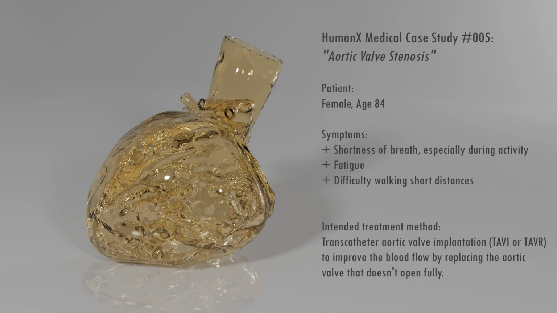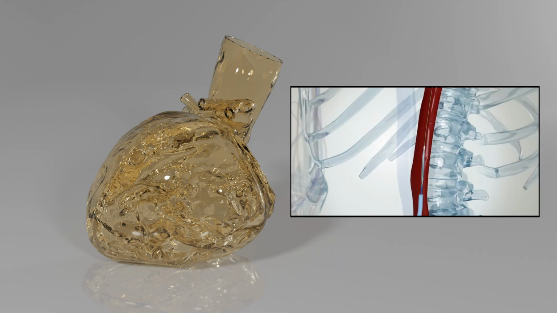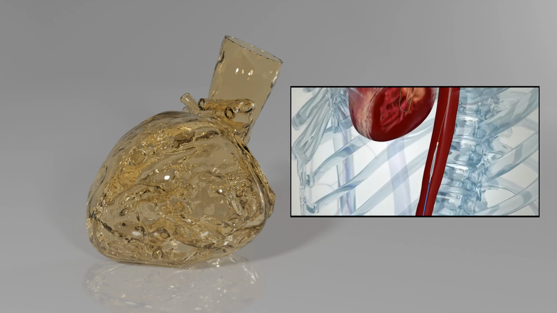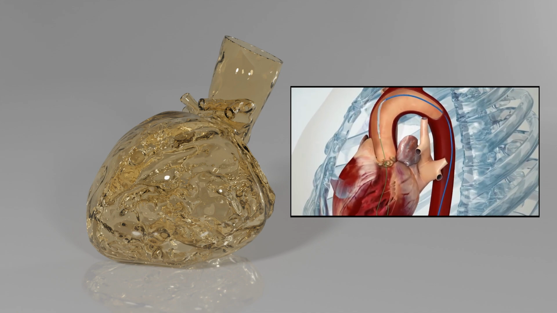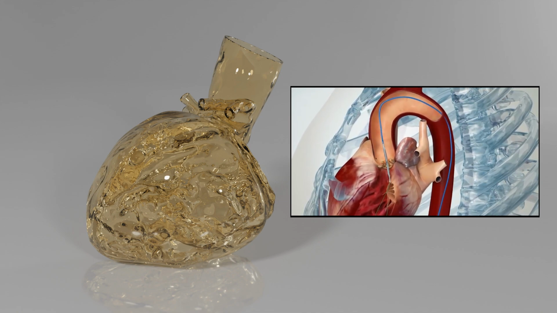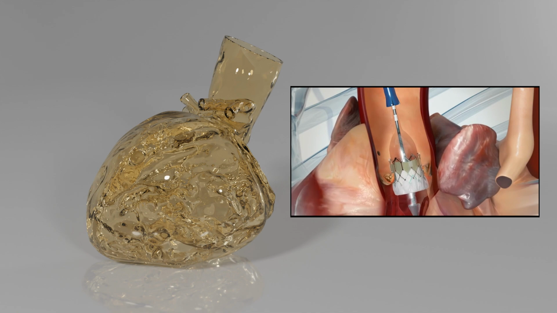Let's take a closer look at how the TAVR procedure is performed. A catheter is inserted into the femoral artery in the leg and guided to the heart. A replacement valve is then delivered through the catheter and placed in the heart. A balloon on the catheter tip inflates to press the new valve into place. This approach reduces surgical trauma, making it an ideal choice for elderly patients.